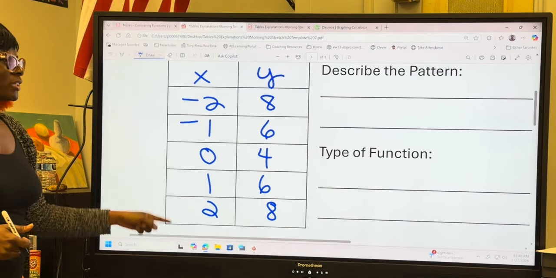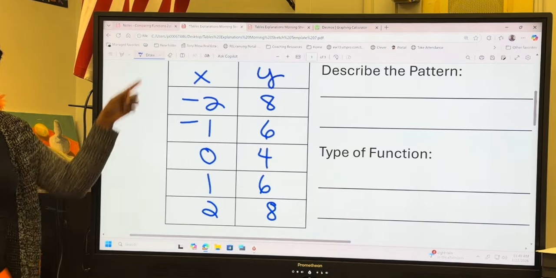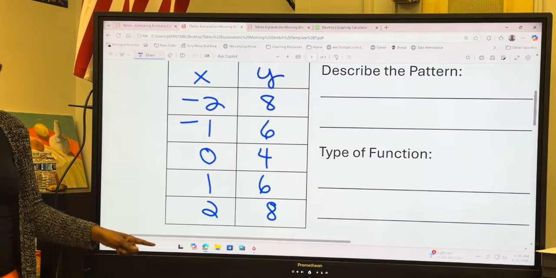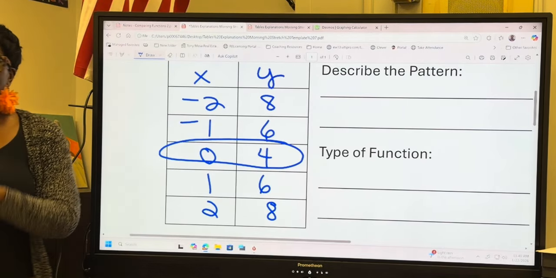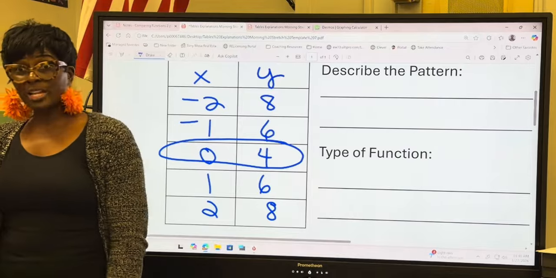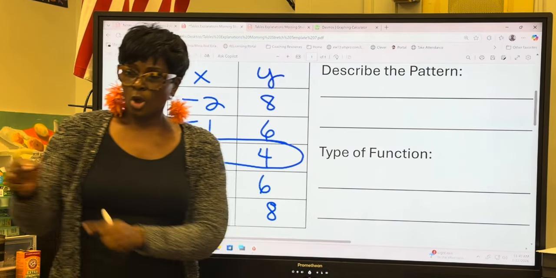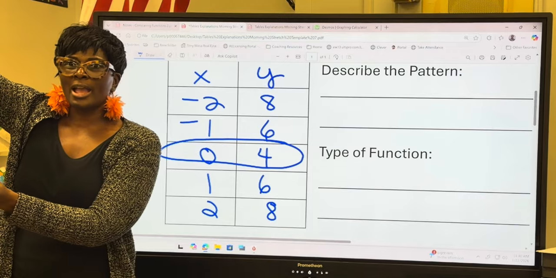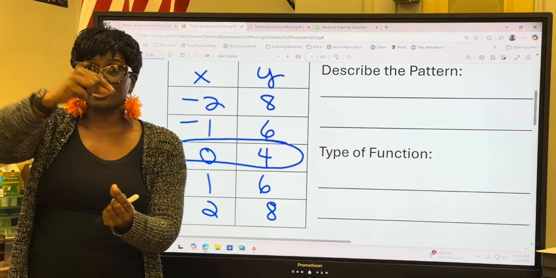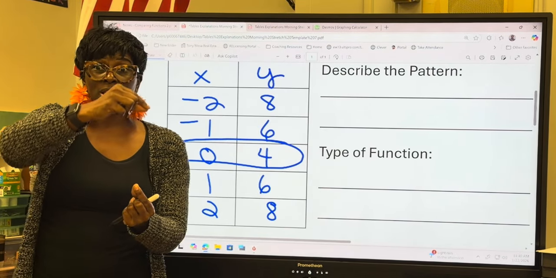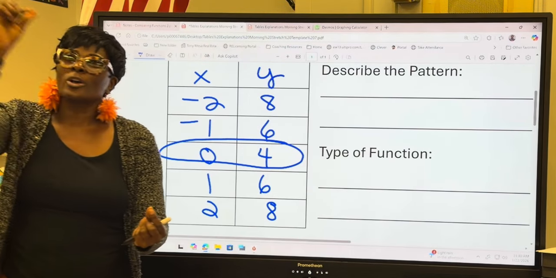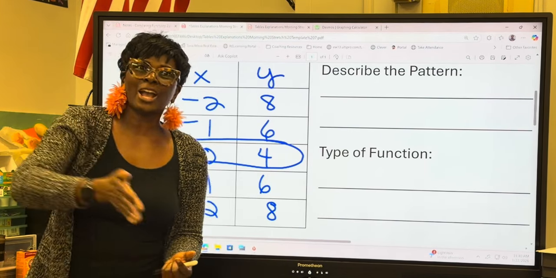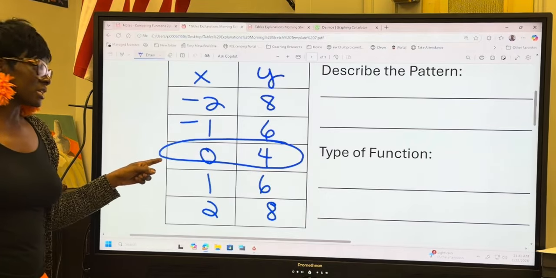What is the lowest point that you see here? Which point is the lowest point? 4, 0. This is your lowest point. Why? Because watch this. These are your X's. Starting from -2, going over, right? As I go from left to right, it's at 8, then it's at 6, then it's at 4. Then what happens? Goes back to 6 and back to what? 8. So what is the lowest point on that graph? It's going to be 0, 4.